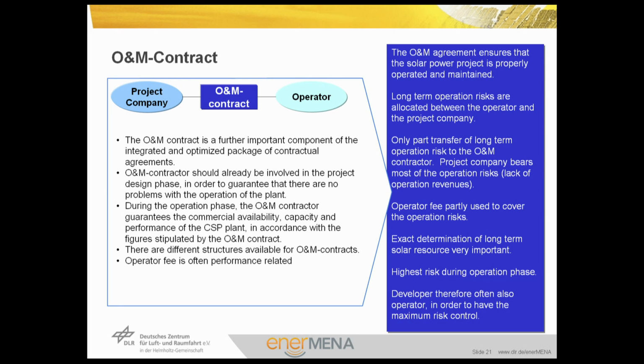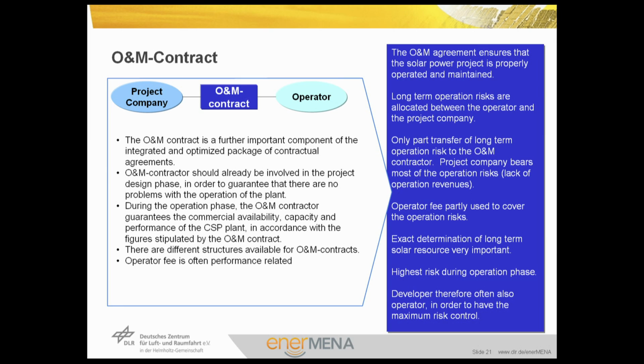Now we come to the operation and maintenance contract. This contract is between the project company and the operator. The O&M contract is a further important component of the integrated and optimized package of contractual agreements. The O&M contractor should already be involved in the project design phase, as mentioned, in order to guarantee that there are no problems with the operation of the plant. We'll come to that in the second lecture. During the operation phase, the O&M contractor guarantees the commercial availability, capacity, and performance of the CSP plant in accordance with the figures stipulated by the operation and maintenance contract.